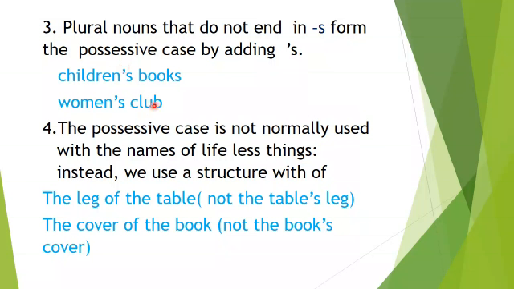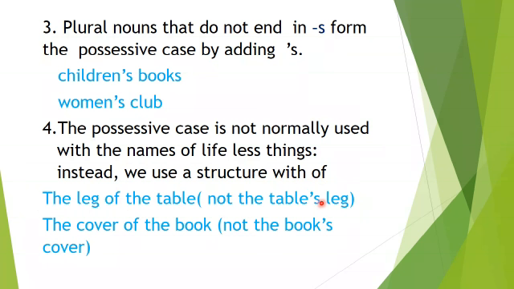Women's club. Next one, the possessive case is not normally used with the names of lifeless things. Instead, we use a structure with of. When we are talking about lifeless things, non-living objects, at that time we do not use apostrophe s. Okay, we use a structure with of. For example, we will write the leg of the table. Don't write table's leg, it's the incorrect one.